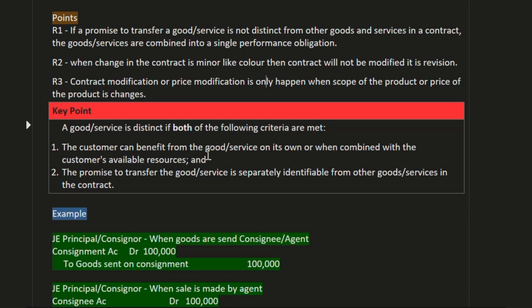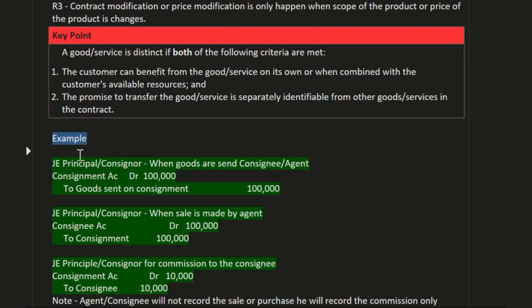Okay. The customer has benefit from the goods or services on its own, or when combined with the customer's available resources. For example, we have two. So the customer can get benefit from the first one and the second one separately, or when they combine both, they get the benefit from both. The promise to transfer goods or services is separately identifiable from other goods or services in the contract. We can identify the first one and the second one separately. So this is a simple example.